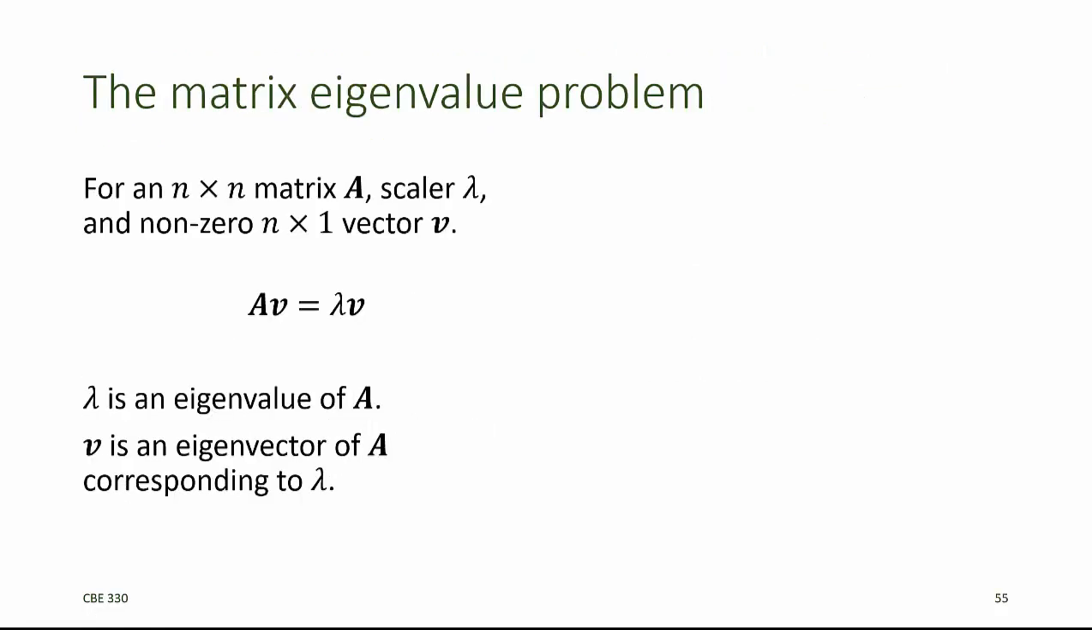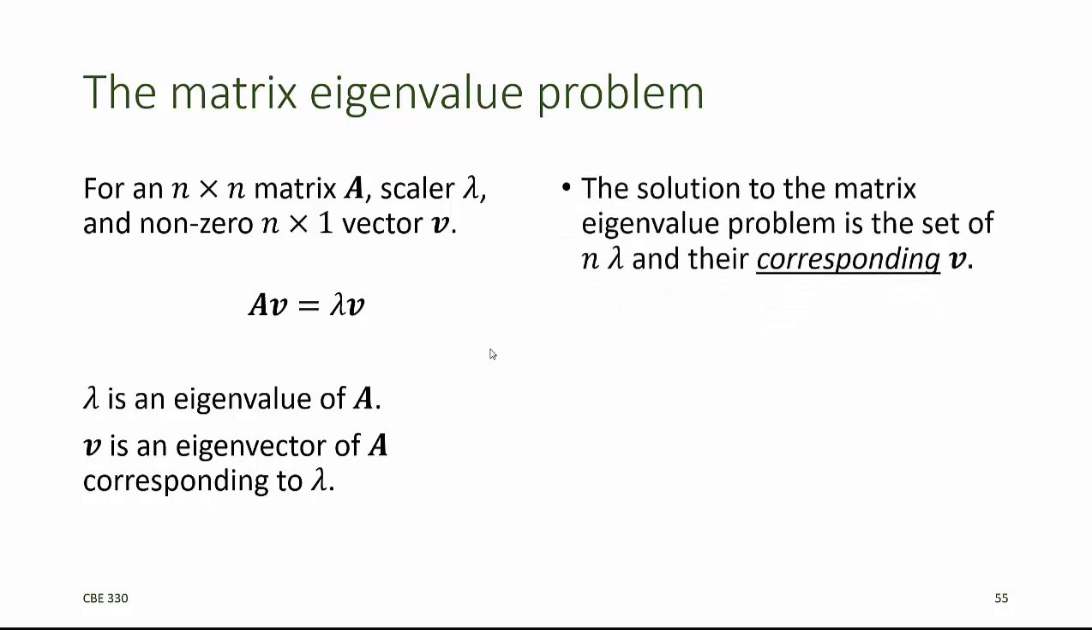Another application of matrix determinants that you may be familiar with is when solving the matrix eigenvalue problem. The matrix eigenvalue problem finds the eigenvalues lambda and the eigenvectors v for any square matrix A that satisfies this equation. For an n by n matrix, there will be n eigenvalues and n eigenvectors. Eigenvalues can be repeated. Solutions to the matrix eigenvalue problem can also be used to solve sets of linear ordinary differential equations.